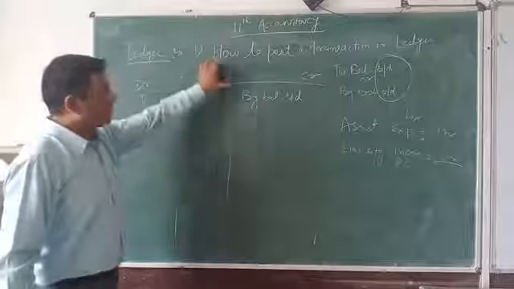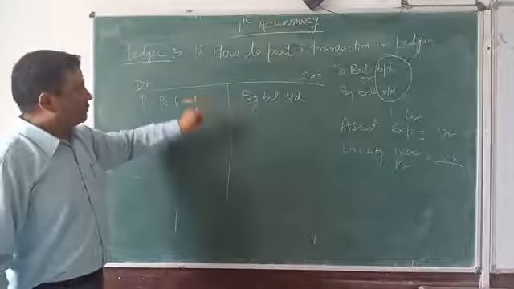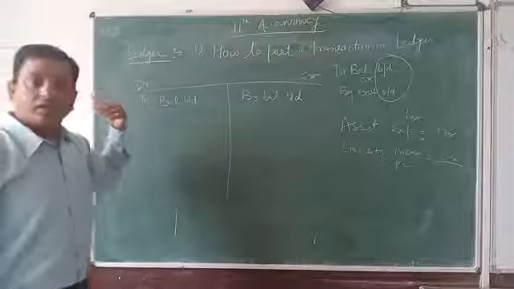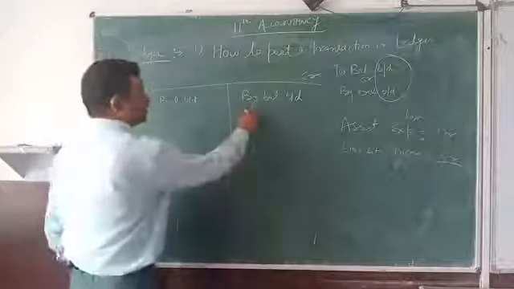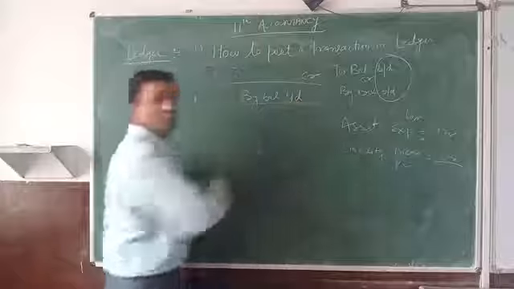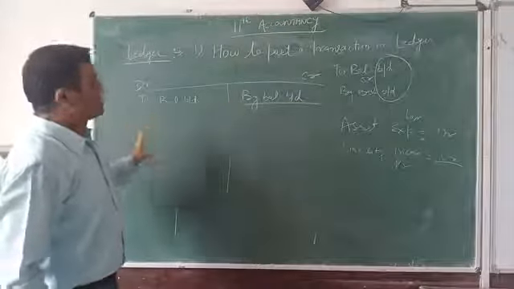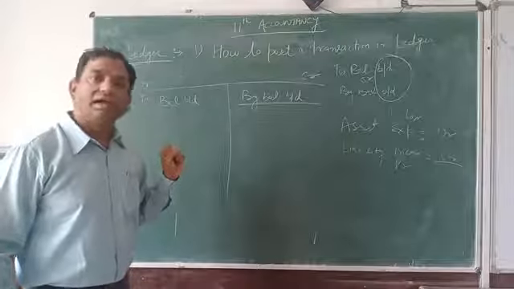And for liability, for income, and for profit, it will be credit balance. So if we are preparing any of the liability account, any of the income account, or any of the profit account, then the balance will be by balance brought down. This is the rule to put the opening balance in any of the ledgers.